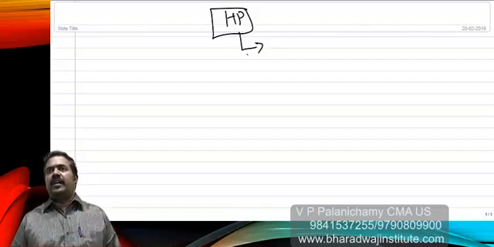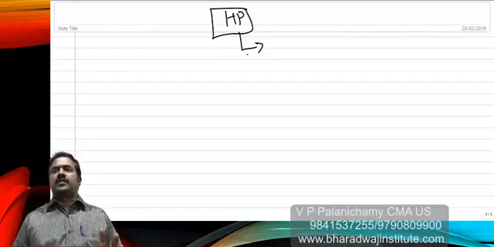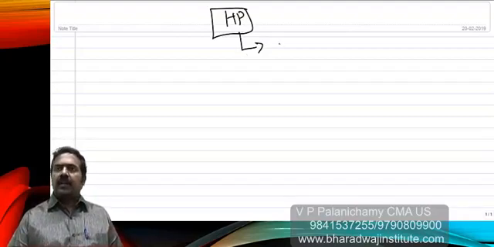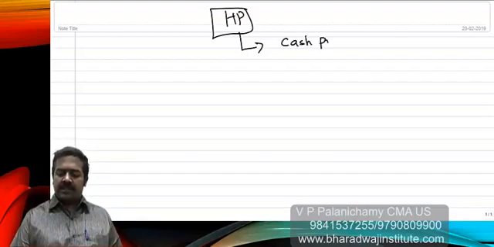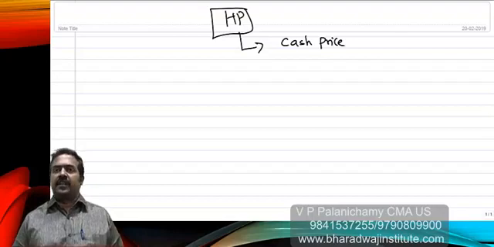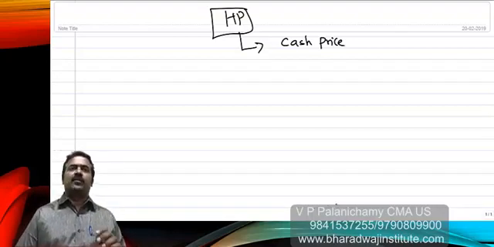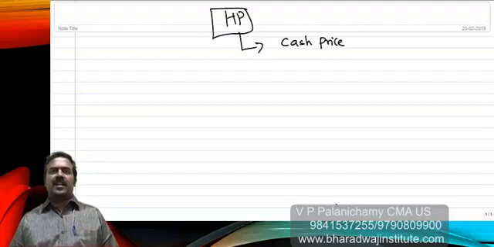Before we learn technically about hire purchase accounting, first let us learn about basic terms that are used in hire purchase. Pay attention. In case of hire purchase, the first one is cash price. You have to understand what a cash price is. Cash price means if you pay the full money and purchase an asset, what will be the price? That is called as what?